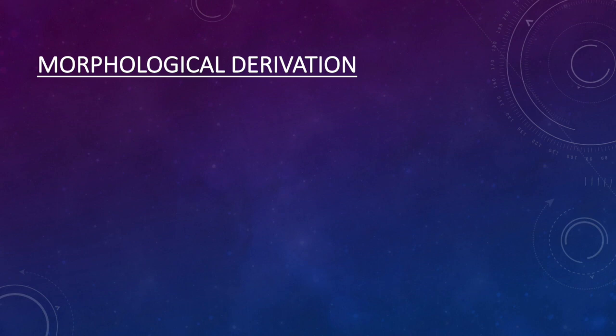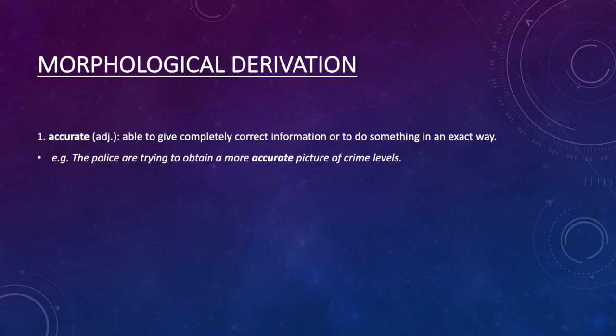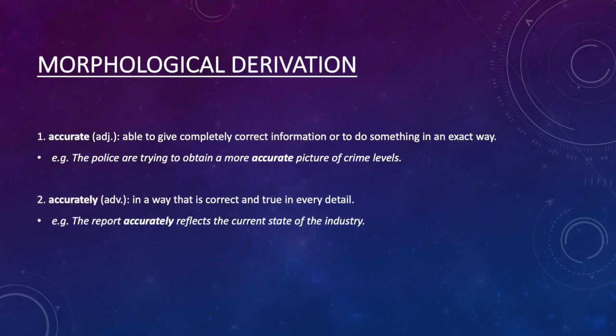Now, let's take a look at the morphological derivations of the word accuracy. The first one would be accurate. It's an adjective and it means able to give completely correct information or to do something in an exact way. The second one would be accurately, which is an adverb. It means in a way that is correct and true in every detail.